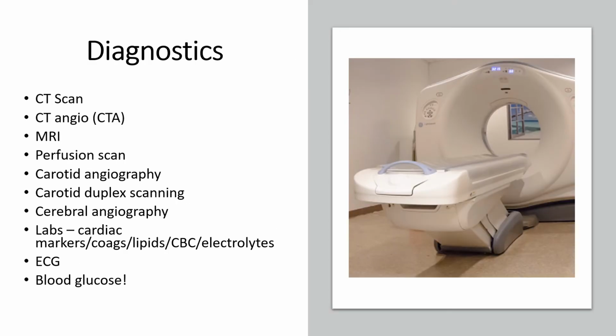So diagnostics for a stroke, CT scan is really important, and a CT angio. They'll do a CT scan without contrast first, and then a CT angio, which is with contrast, and that really lights up the infarct of the brain when you do it with contrast. MRI, there's perfusion scans, which are a little bit newer, but a great add to the stroke world and the neuro world.